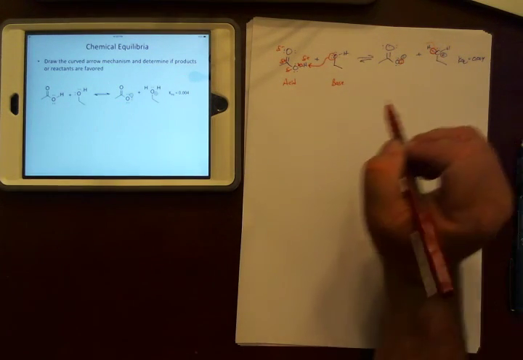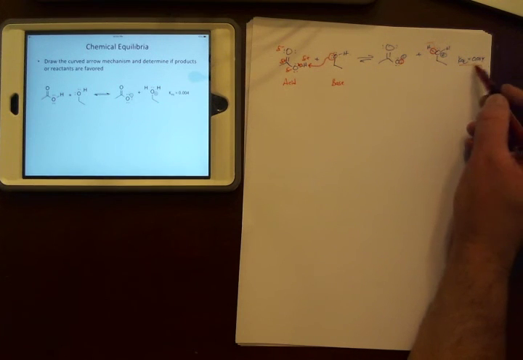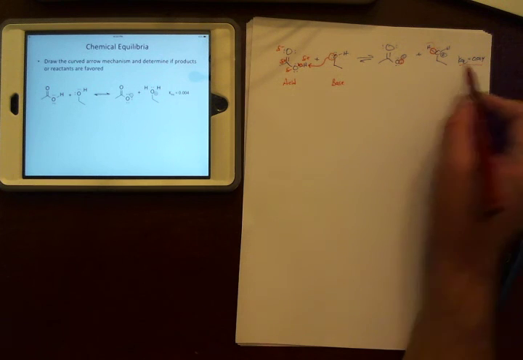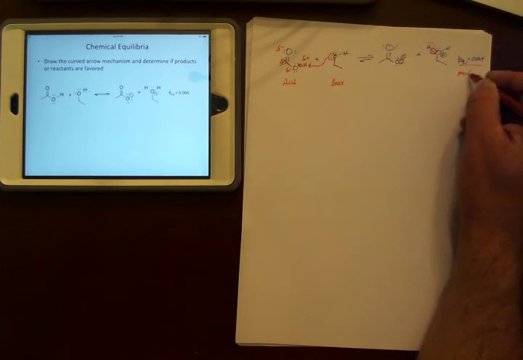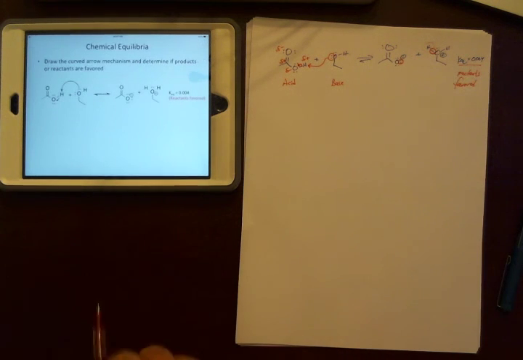Okay, so not too bad. The equilibrium constant is less than 1. It's a very small number, so that means that reactants are favored. Reactants favored. Okay, not too bad.